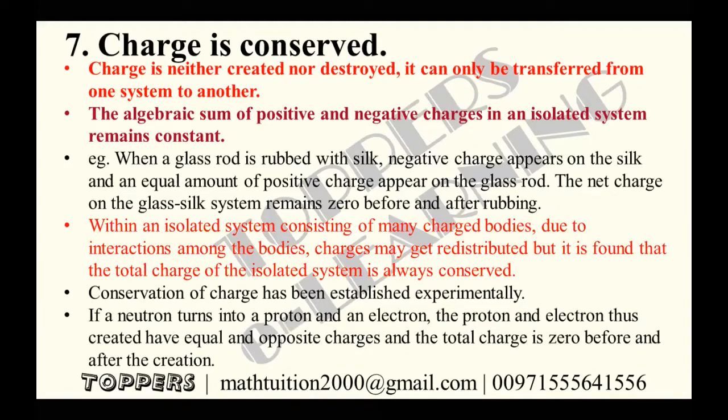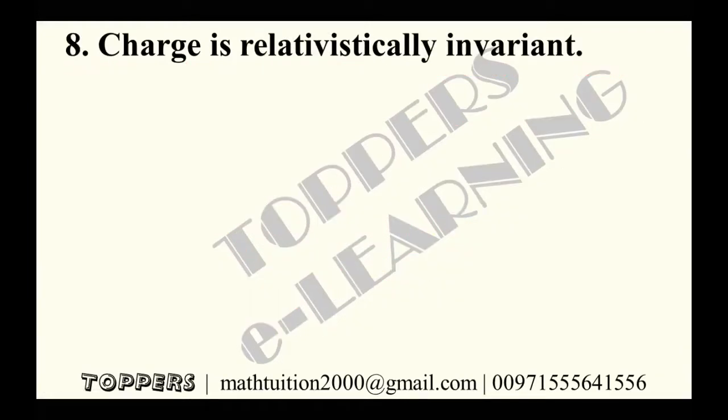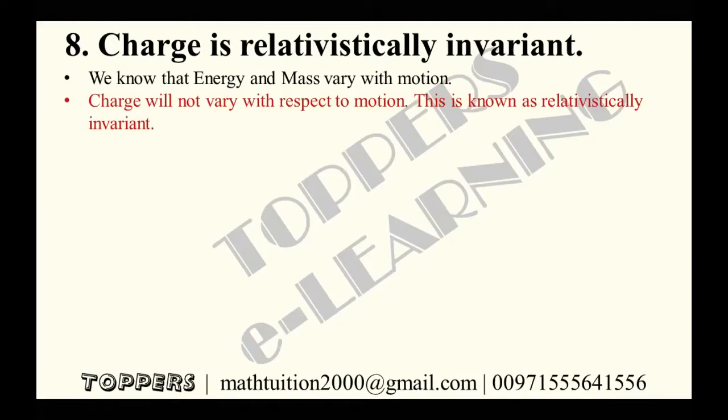If a neutron turns into a proton and an electron, the proton and electron thus created have equal and opposite charges, and the total charge is zero before and after the creation, because one proton has one positive charge, one electron has one negative charge. So plus one and minus one, when you add, you get zero. Charge is conserved. Eighth, charge is relativistically invariant. We know that energy and mass vary with motion. Charge will not vary with respect to motion. This is known as relativistically invariant.